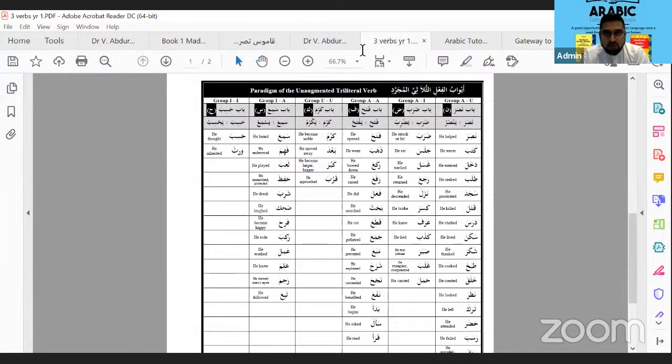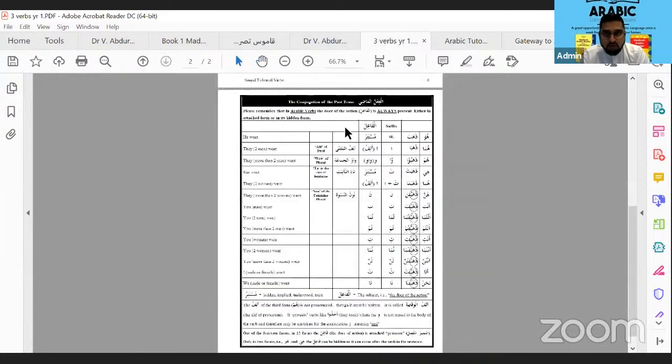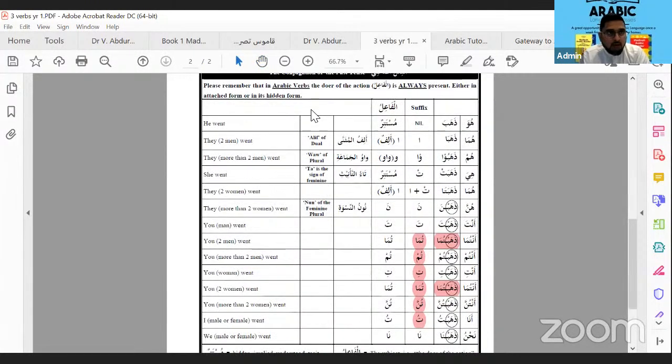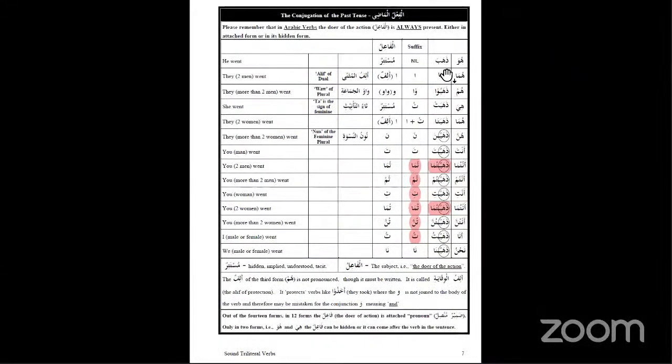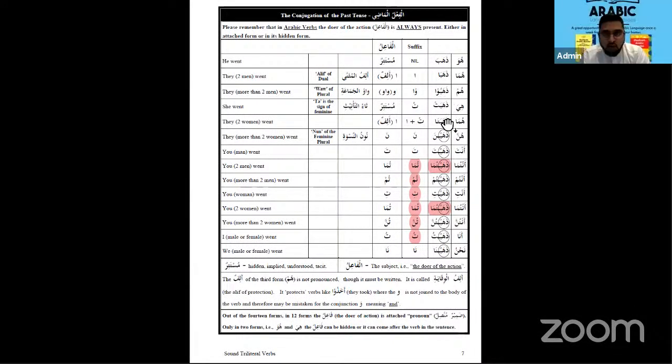I'll make it easier on this one. If I show you this one here, this will make it easier for you to understand the 14. Let me just make it into a bigger full screen. So can you see over here? He went, they both went, they all went. She went, they both went, they all went. Then you went, you two went, you all went. Anti, you one female went. Antuma, you two females went. Antunna, you all females went. Ana dhahabtu, and nahnu dhahabna. These are 14 forms. So can you start with it, Fazil?